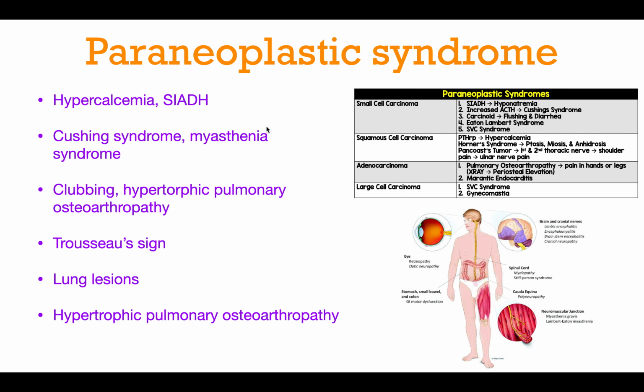So, going on with that kind of connection, in the paraneoplastic syndrome, there's going to be hypercalcemia and SIADH. And that could be due to the small cell carcinoma because of the dissemination. And from there, it can lead to the Cushing syndrome, myasthenia syndrome, clubbing, hypertrophic pulmonary osteoarthropathy. So there's going to be the deposition of the complexes in the joints because it's an APUD.